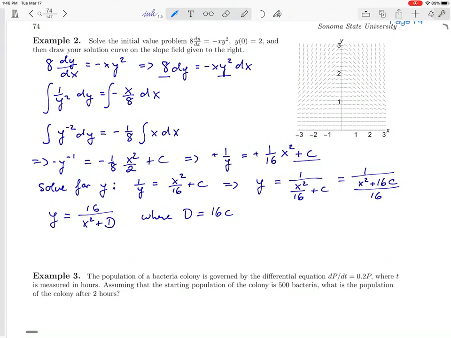So here's my solution with D as an arbitrary constant, and we are supposed to solve the differential equation subject to the initial condition y(0) = 2. And so we can do that by saying 2 is equal to 16 divided by 2² + D.